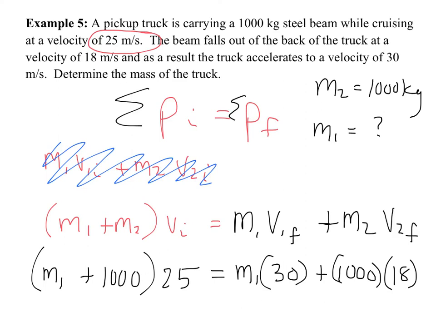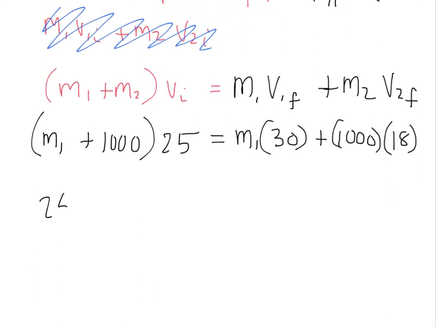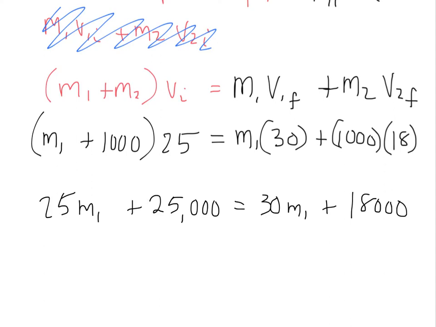So at this point, you're trying to find M1. It's in two spots. Distribute the 25, combine like terms, and let's get M1 by itself. I'll do the algebraic solution in a minute. So distributing, I've got 25 M1s plus 25,000 equals 30 M1s plus 18,000. It's just algebra at this point. 25x, 30x, 25,000, 18,000. Combine your like terms. I would personally subtract 25 M1, so M1 stays positive.